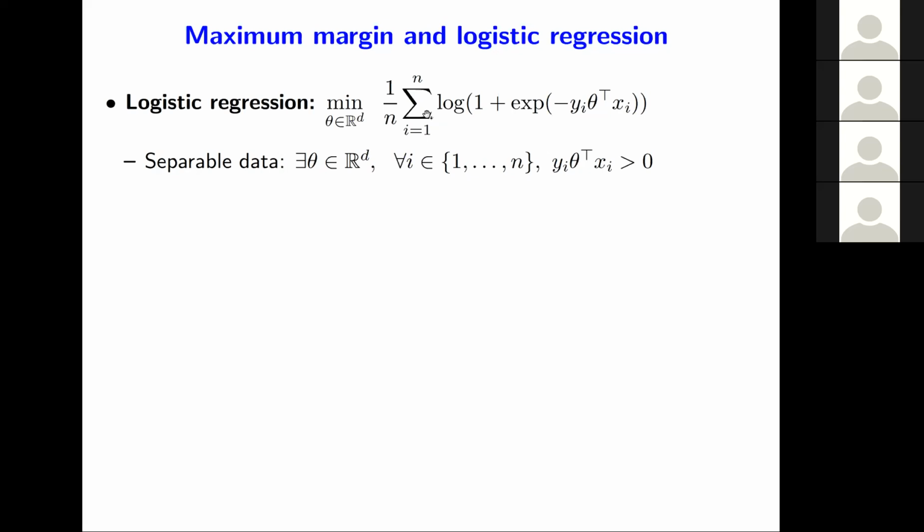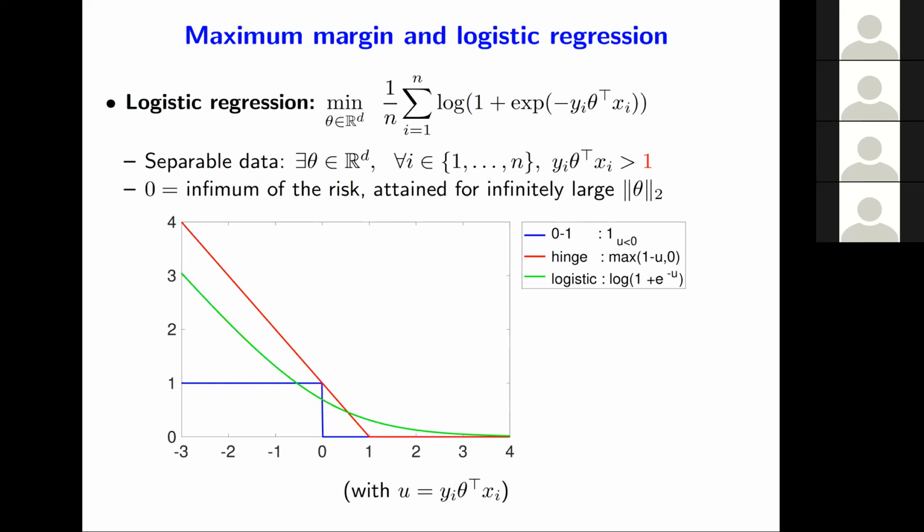Because I'm going to consider d being very large, I should expect that my matrix of x's has full rank and I can fully separate the data. This is what I'm going to assume: that I know one theta for which all the predictions have the correct sign, strictly. By just renaming theta, I can make it bigger than one. And we will quickly see that the minimizer of that function is zero and obtained at infinity.